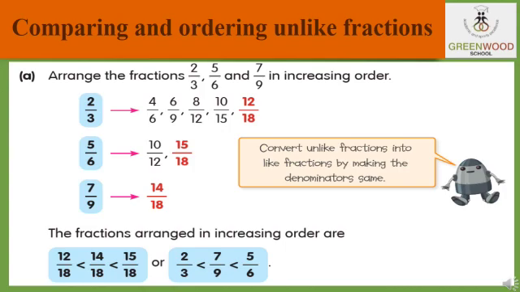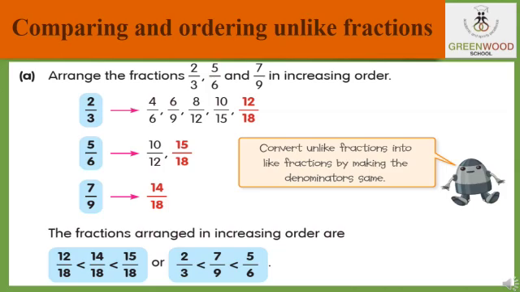The next topic is comparing and ordering unlike fractions. Arrange the fractions 2 by 3, 5 by 6 and 7 by 9 in increasing order. But we cannot arrange unlike fractions directly as the denominators are different. So the first step is to convert unlike fractions into like fractions by making the denominators the same. Look at 7 by 9. Both the numerator and the denominator are multiplied by 2 to get the fraction 14 by 18. So 5 by 6 will be multiplied by 3 to get the denominator as 18, while the numerator becomes 15.